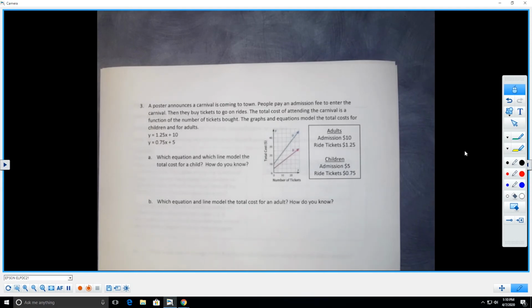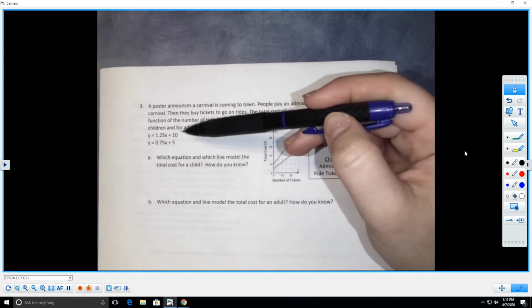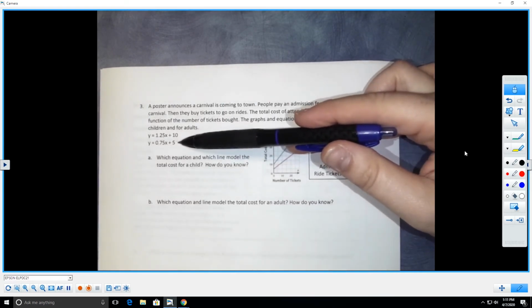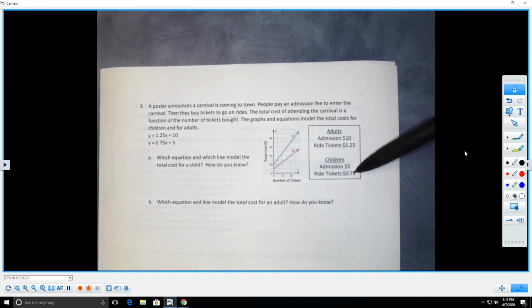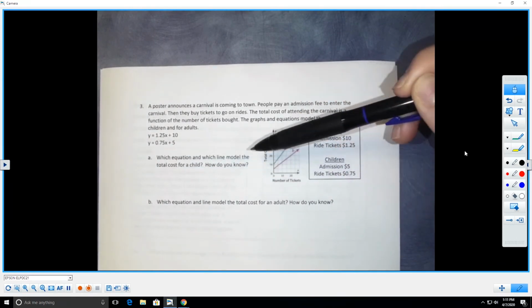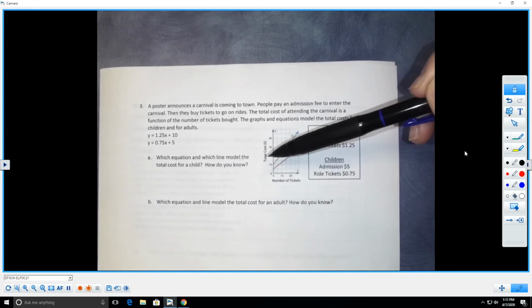So number 3 says, a poster announces a carnival is coming to town. People pay an admission fee to enter the carnival. Then they buy tickets to go on rides. The total cost of attending the carnival is a function of the number of tickets bought. The graphs and equations model the total cost for children and adults. So we have the equation y equals 1.25x plus 10, and it looks like that represents adults. And then we have y equals 0.75x plus 5, and it looks like that represents children. So that kind of answered our first question. Which equation and which line model the total cost for a child, and how do you know?